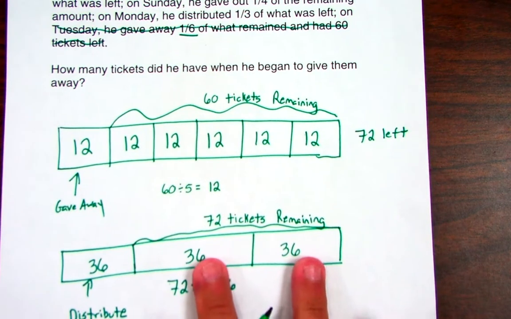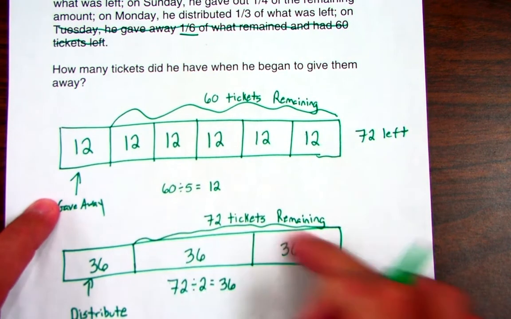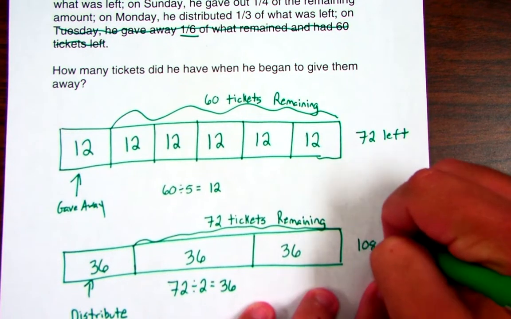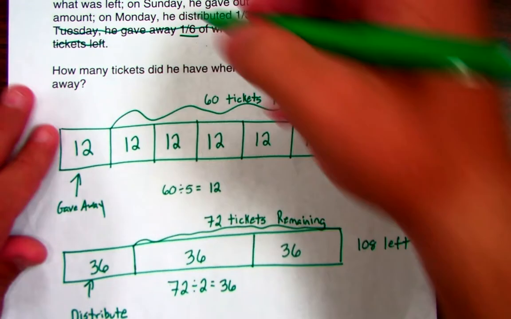So this is the 72 tickets remaining. This is how many he distributed. So how many tickets is that all together? He now has 108 tickets left. Okay, so now we're done with the Monday.